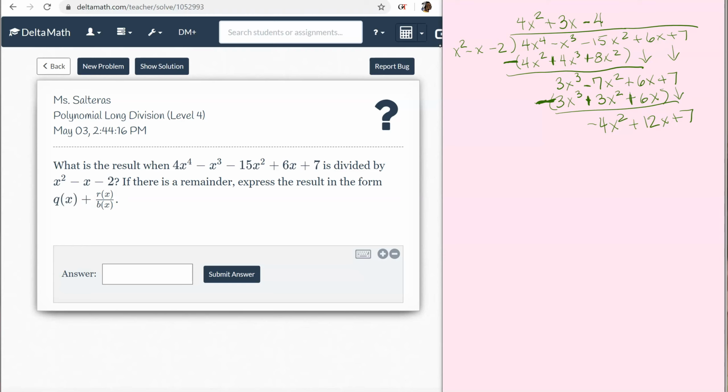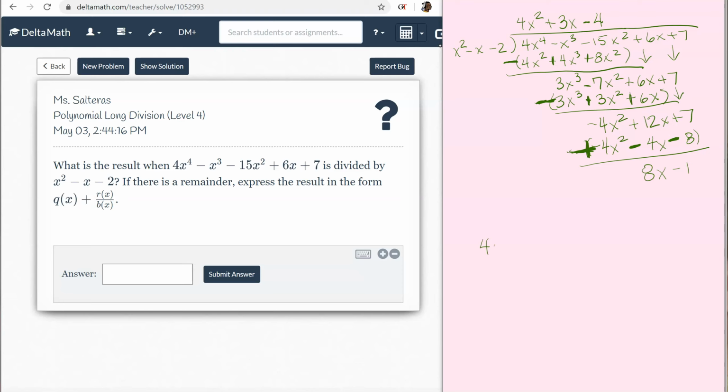Negative 4 times x squared will give us a negative 4x squared. Negative 4 times negative x will give us a positive 4x. And negative 4 times negative 2, positive 8. All right, parentheses, minus. Replace these signs, make this into a big positive sign. I'm going to go ahead and erase and replace this to a negative. Same for this one, erase, replace. All right, so this term cancels. This we have 8x, and this one we have negative 1, and that is our remainder.